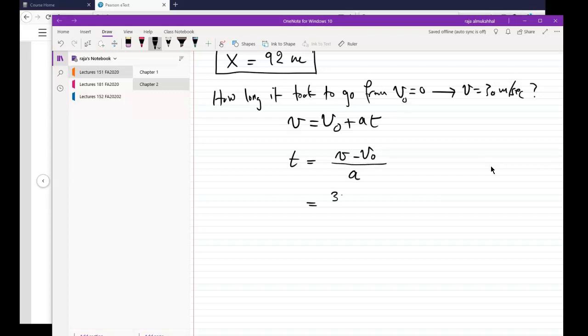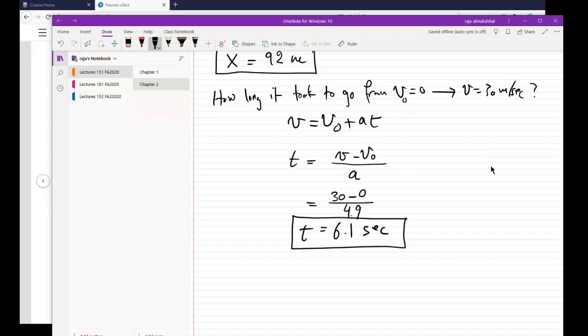So that will be 30 minus 0 over 4.9. I'm going to use my calculator. And that will be 30 divided by 4.9, answer 6.12 or 6.1 seconds. So it took the driver 6.1 seconds to reach that speed.